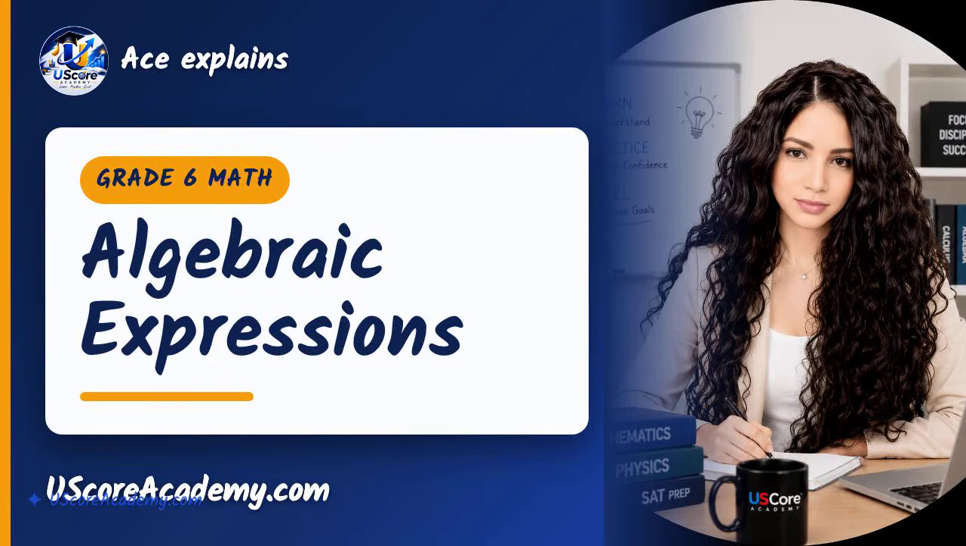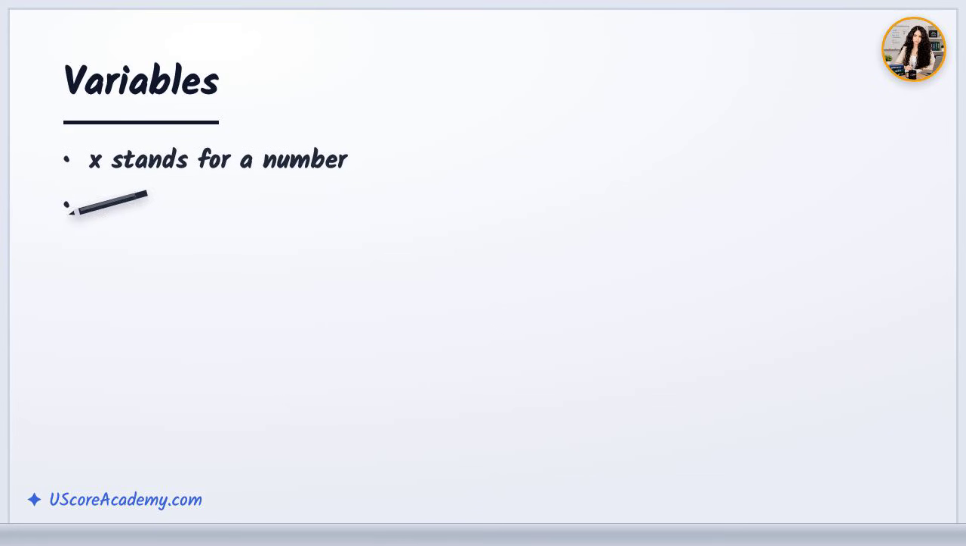Let's learn algebraic expressions together step by step. An algebraic expression is a math phrase that uses letters called variables. A variable like x just stands in for a number we don't know yet. And 3x means 3 times x, so 3x plus 2 is an expression.